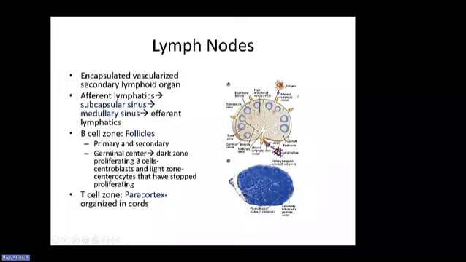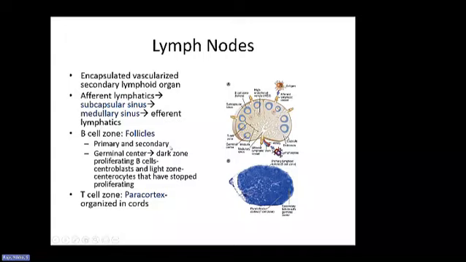So there are two zones of the lymph nodes called the B cell zone and the T cell zone. The B cell zone typically will form a structure called follicles. The follicles can be primary or secondary. What does that mean? In the primary follicle, there are B cells in various stages of maturation, but the B cells have not come across an antigen that's specific for those B cells.